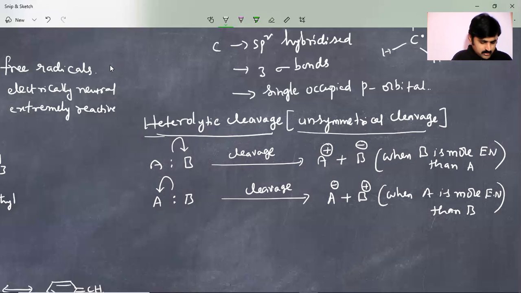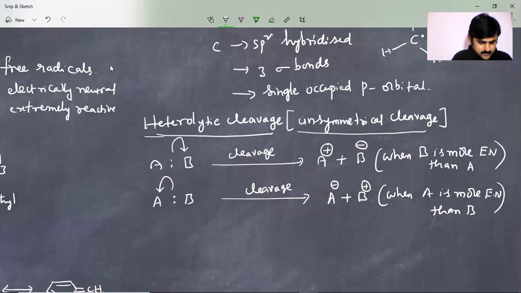So as shown above, heterolytic fission results in the formation of charged species. You have A plus B minus in the first equation and A minus B plus in the second equation. We have shown these are charged species. Usually we know that a positively charged species is a cation and a negatively charged one is an anion. The cations and anions formed here usually occur in the case of a polar covalent bond, favored by polar solvents, when the covalent bond is between dissimilar atoms.